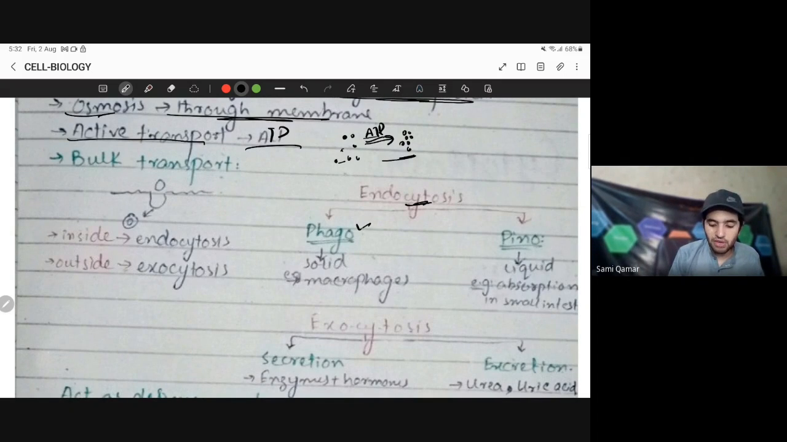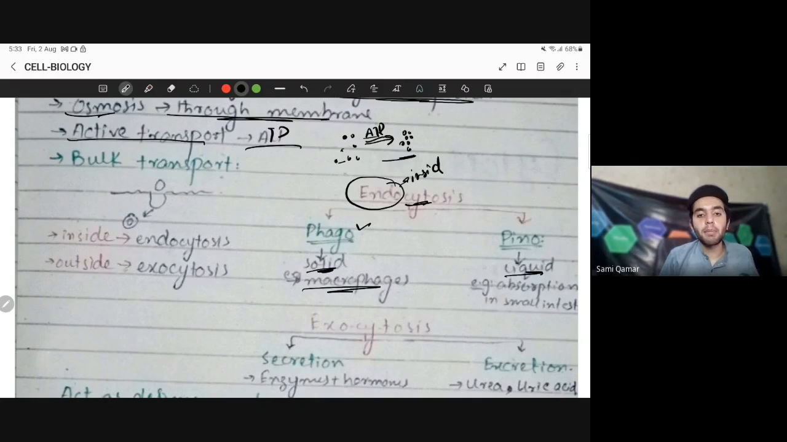Endocytosis can be of two types. If anything is coming in the form of solid, it will be phagocytosis. If anything is coming in the form of liquid, it will be pinocytosis, whatever you call it. I call it pinocytosis. Endo means inside. Remember this thing, inside.